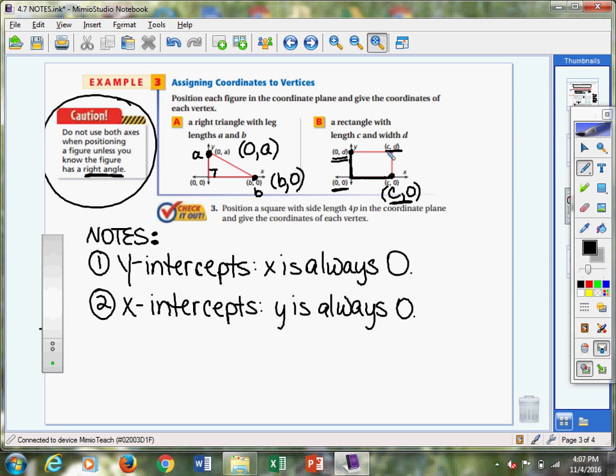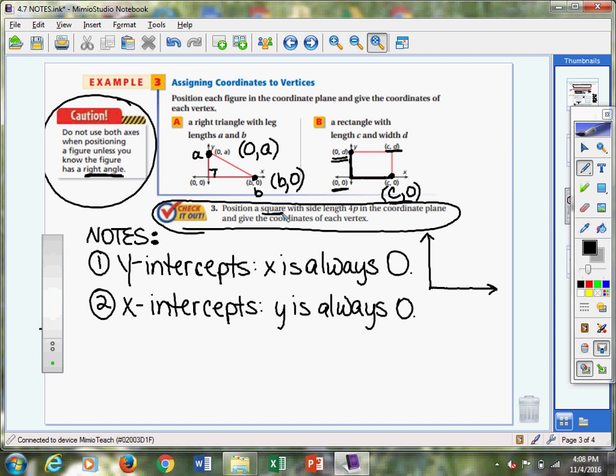All right, now I'm going to give you a little challenge question right here. This is going to be your extra credit. Position a square with side length 4p in the coordinate plane and give the coordinates of each vertex. Just do it in a quadrant 1 drawing. Remember, if we're dealing with a square, what's true about all squares? That's right, their sides are all equal. So if you know one side length is 4p, do you know them all? Yes, you do. So you're going to draw your figure just like letter B, except it's not a rectangle, it's more specific than a rectangle, it's a square.